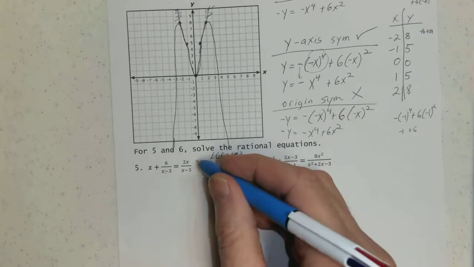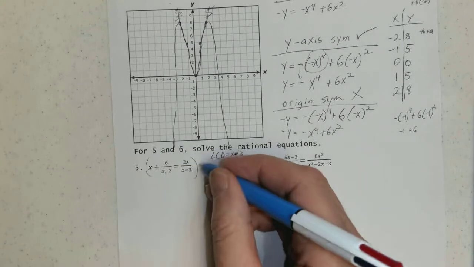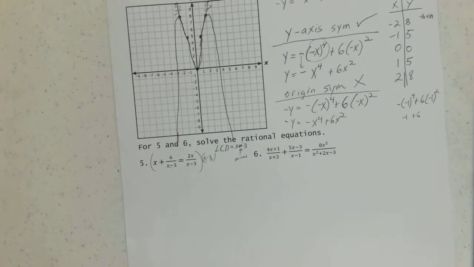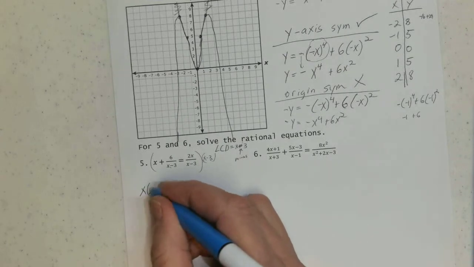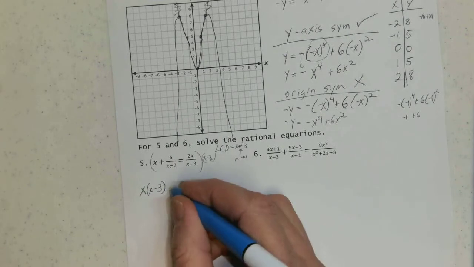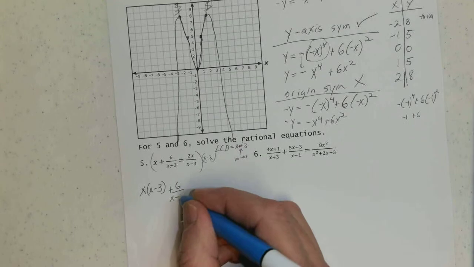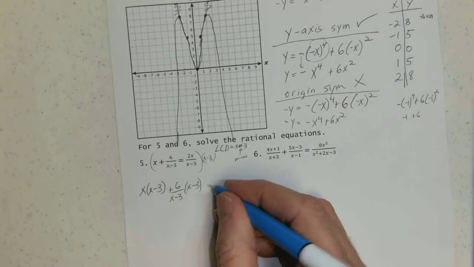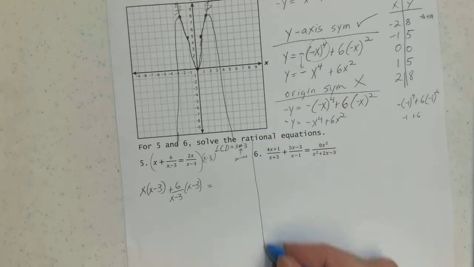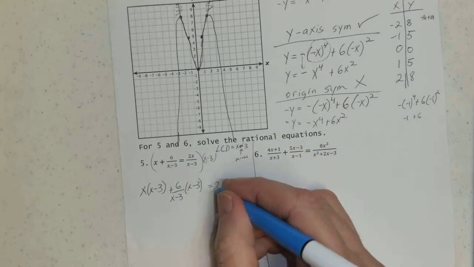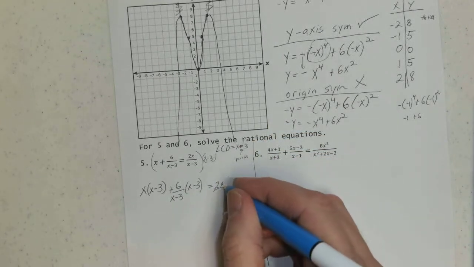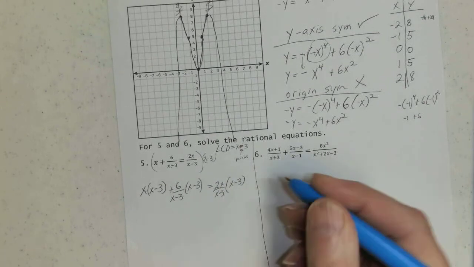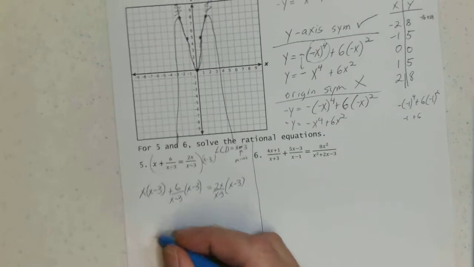As my least common denominator, I'm going to multiply the whole equation by x minus 3. Take x times x minus 3 plus 6 over x minus 3 times x minus 3 equals 2x over x minus 3 times x minus 3. Okay, so what do we got?